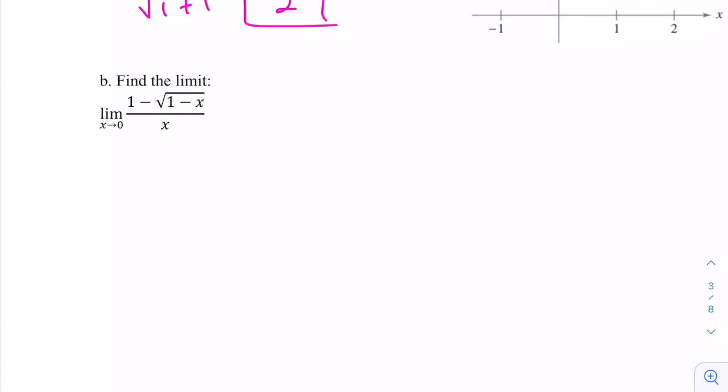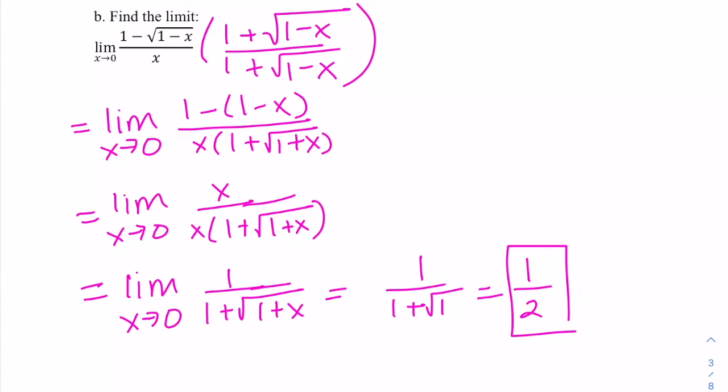Go ahead and pause the video, try the next one, and come back to check your answer. We can multiply the top and the bottom by the conjugate of the numerator, 1 plus square root of 1 minus x. We can simplify, the x's are going to reduce. We can find that limit with direct substitution and get 1/2.